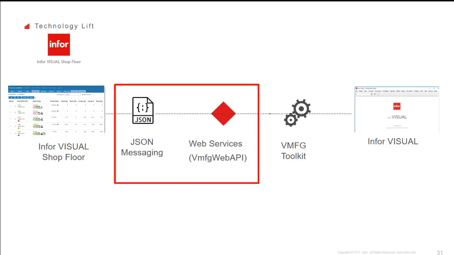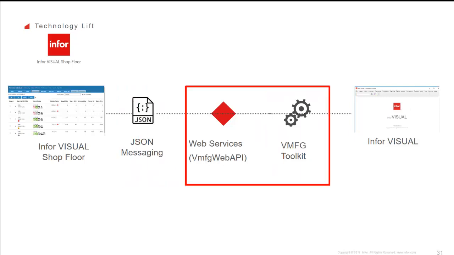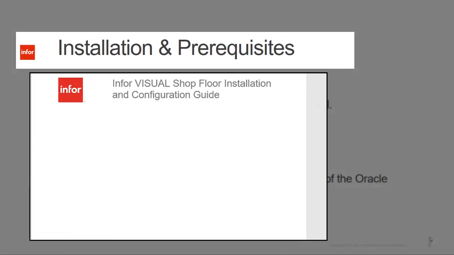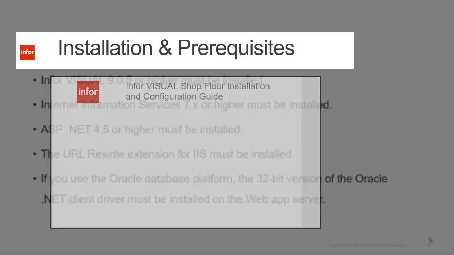The authentication between client and web services is handled through JSON Web Tokens. Microsoft's library, OWIN, will generate and validate tokens. To ensure that transactions are secure, you must use SSL or TLS in production environments. The web service interacts with the database using the Infor-Visual Toolkit. For installation and prerequisite procedures, please see Infor-Visual's Shop Floor Installation and Configuration Guide.